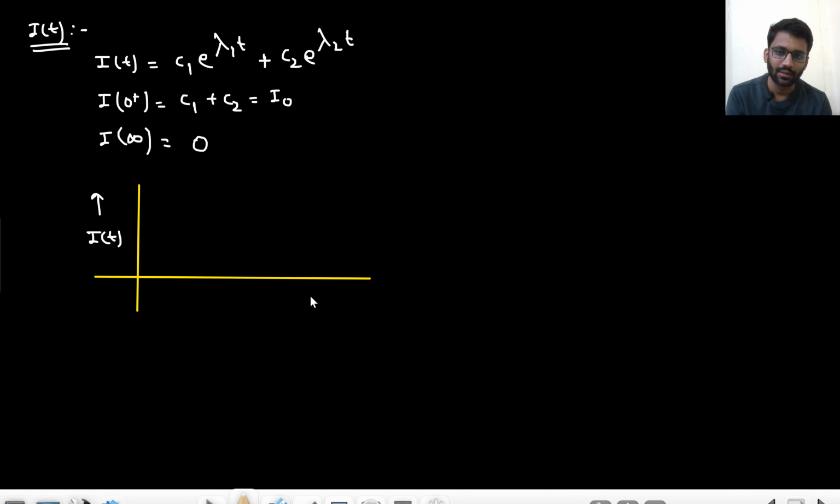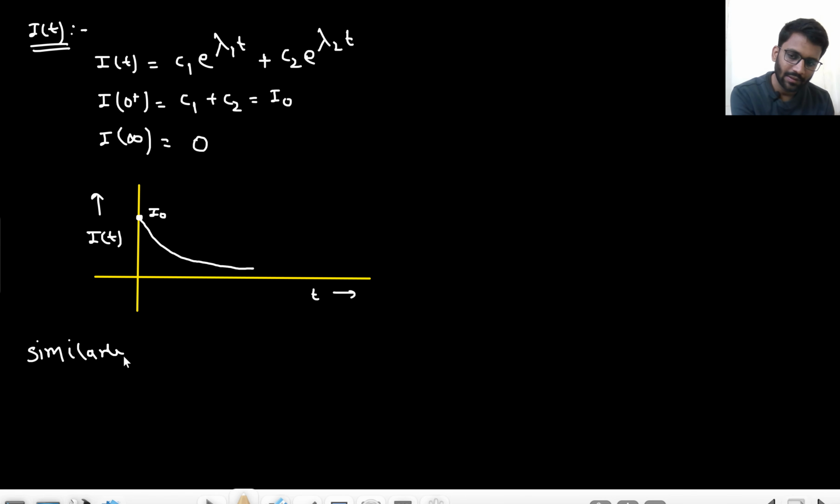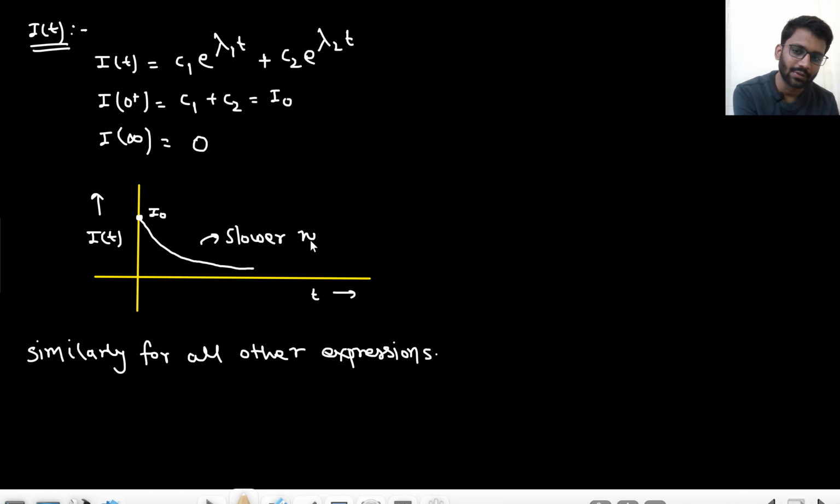The graph of i(t) will be something like this. From I naught it will start. It will go to 0 but slowly. Similarly for v_C(t) and v_L(t), you can do this for all other expressions. A slower response, I'm saying a slower response. I hope you have understood.